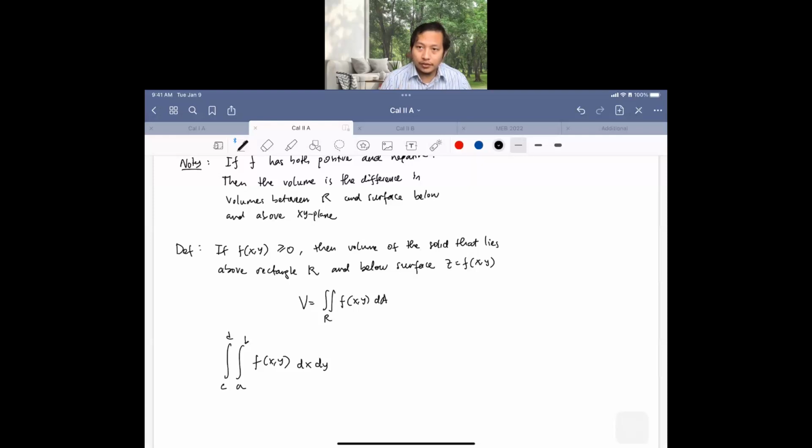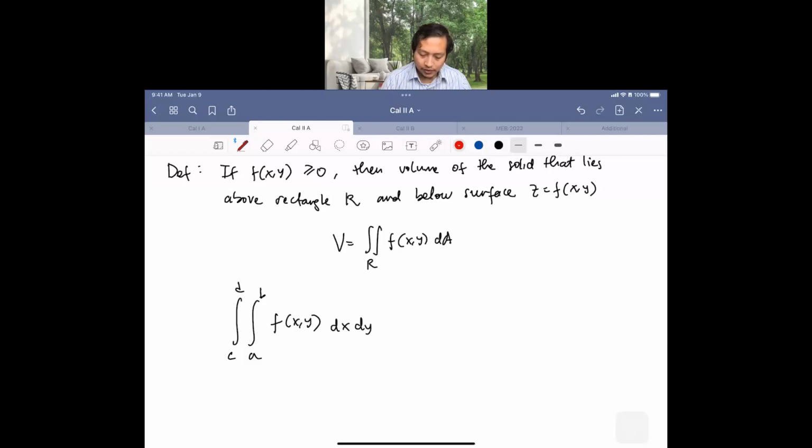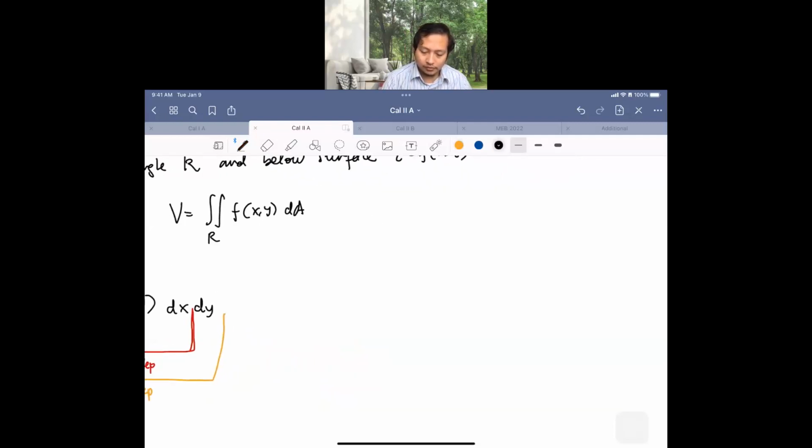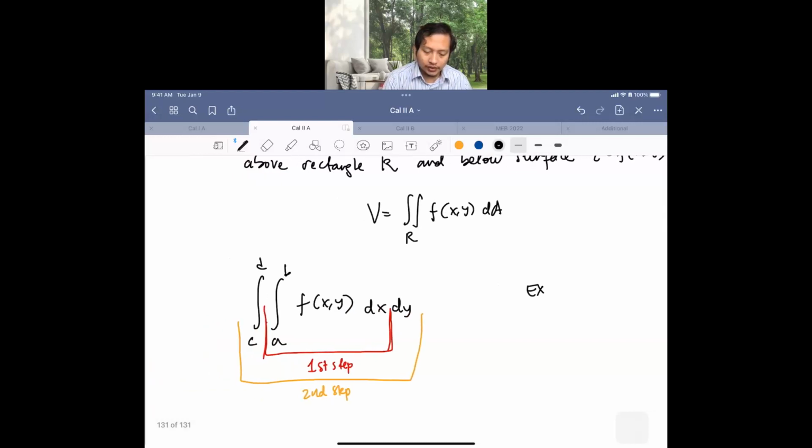Okay, how do we integrate these double integrals? First, we integrate the inside, this dx. This is the first step. And then the second step is to integrate the outside. So first step, you integrate the inside; after you get the result, you integrate once more for the second step. We call this iterated integrals.